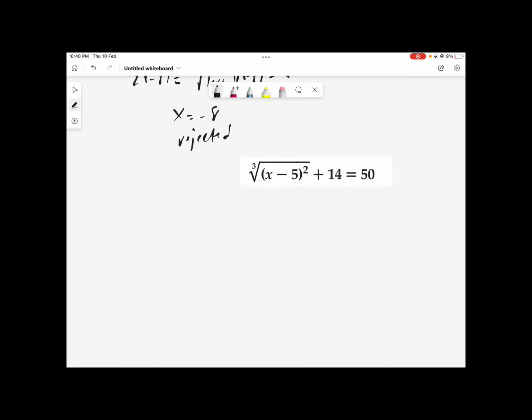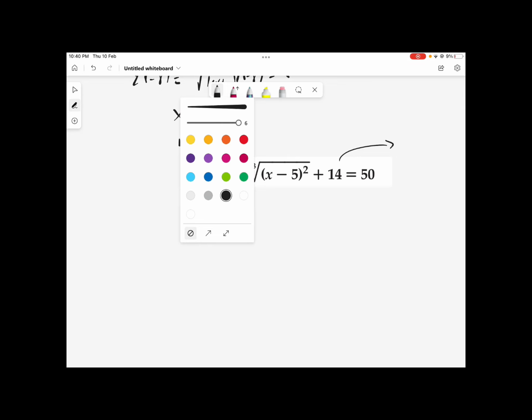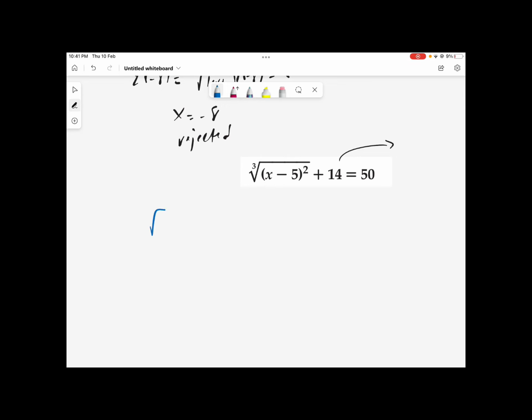What we do first, isolate the radical. We're gonna have the cubic root of (x minus 5) to the power of 2 equals 50 minus 14, which is 36.